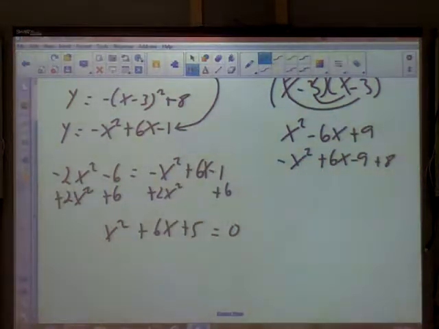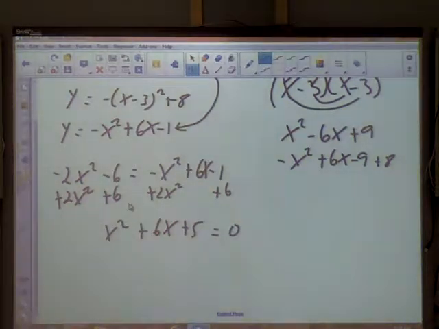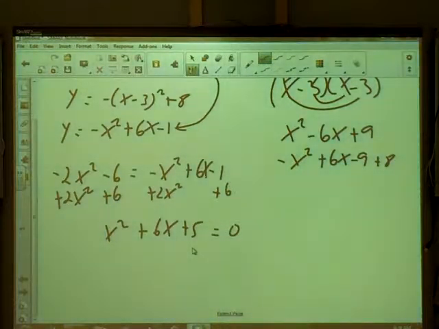If you added x squared to negative 2x squared, you can get negative x squared. But your other signs are also going to all be different. So you would have the same thing. Negative x squared minus 6x minus 5 is the same thing. Because you can multiply and divide by negative 1 and 1 all you want to.